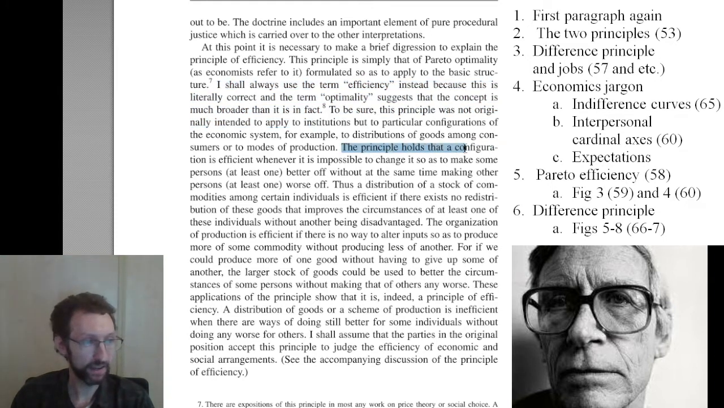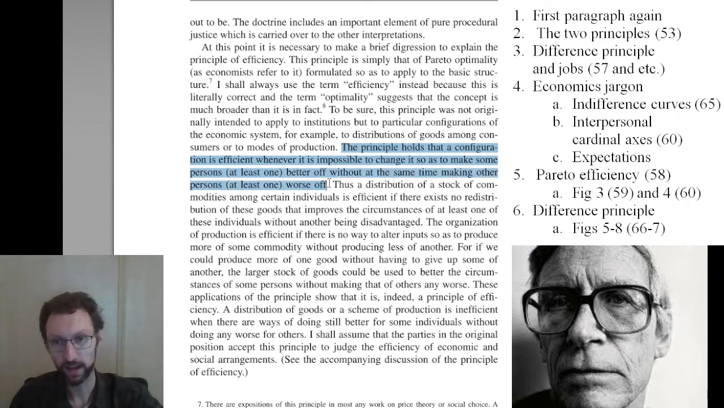The principle holds that a configuration is efficient or optimal whenever it's impossible to change it so as to make some persons, at least one, better off, without at the same time making other persons, at least one, worse off. So let's say I have 10 rupees to divide up. I give you 5 and I give me 5. That is Pareto efficient. That is Pareto optimal, because I can't make you better without making myself worse, without taking some rupees from me. And I can't make myself better without making you worse, without taking some rupees from you.